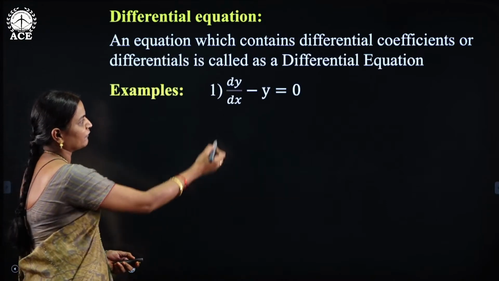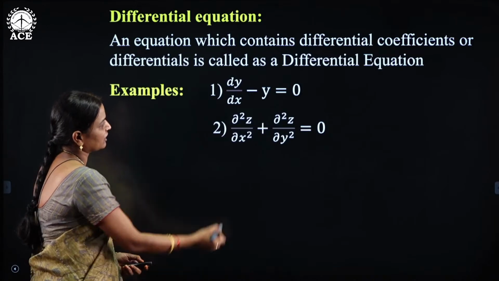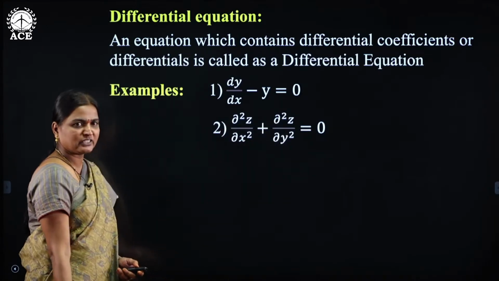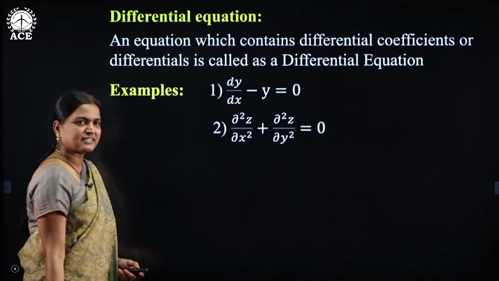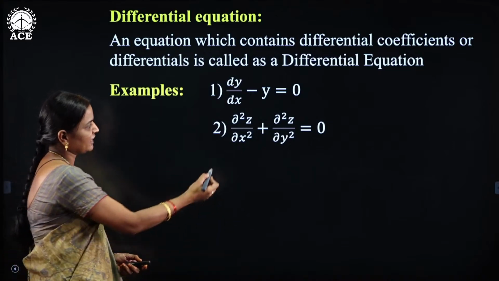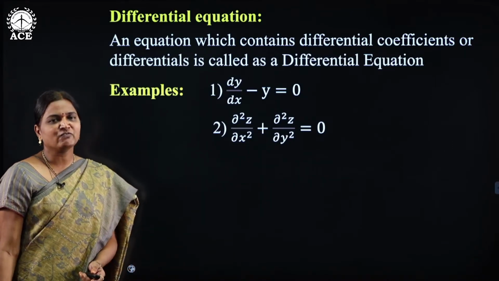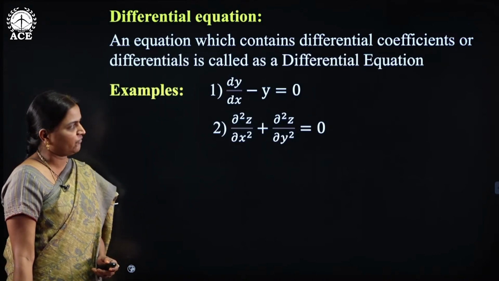For example, dy by dx minus y equal to 0 is one differential equation, and dou square by dou x square plus dou square by dou y square equal to 0 is another example. The first differential equation is called an ordinary differential equation, and the second is called a partial differential equation. In the first unit we have only first order and first degree ordinary differential equations.